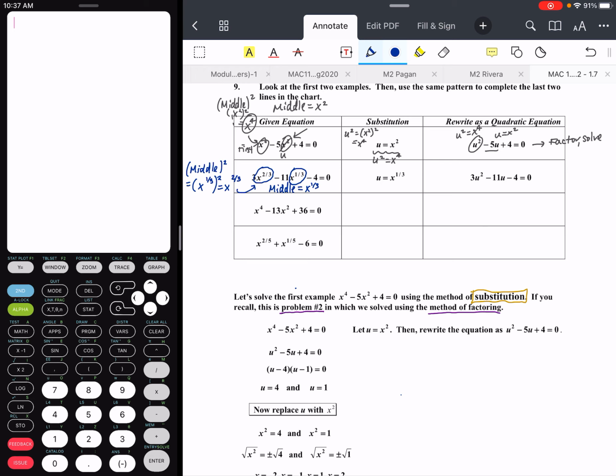So that means I can set up my equation. u equals my middle variable. So in this case, u equals x to the 1/3.